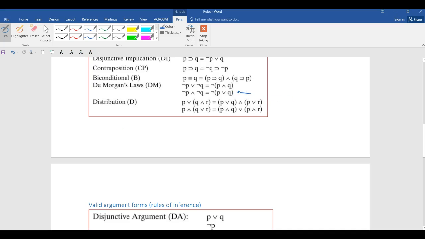This goes both ways. So if you have the negation of a disjunction, in this case not (P or Q), you can always rewrite it as a conjunction of the negations of the two elements of the disjunction. So anything of the form not (P or Q) can be rewritten as not P and not Q. Okay, so let's do that.